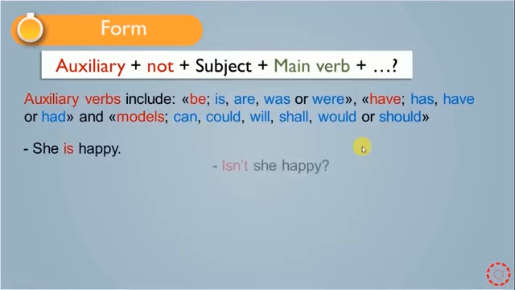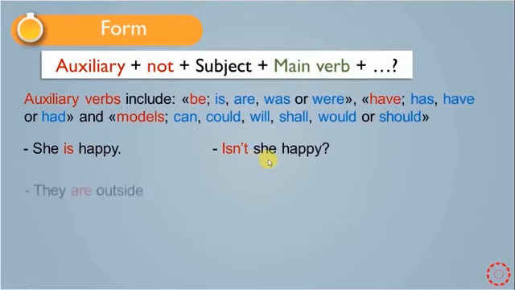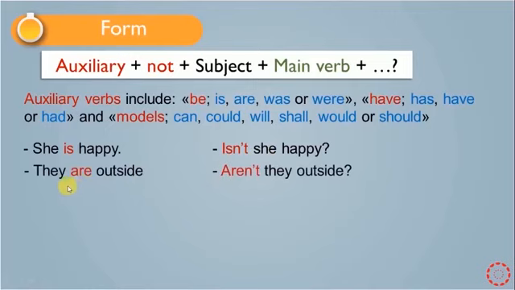Look at these examples. She's happy. Here we have an auxiliary verb, which is verb to be. We can form the negative question like that: Isn't she happy? The second example, they are outside. We have the auxiliary verb here, are, and the negative question will be, aren't they outside?